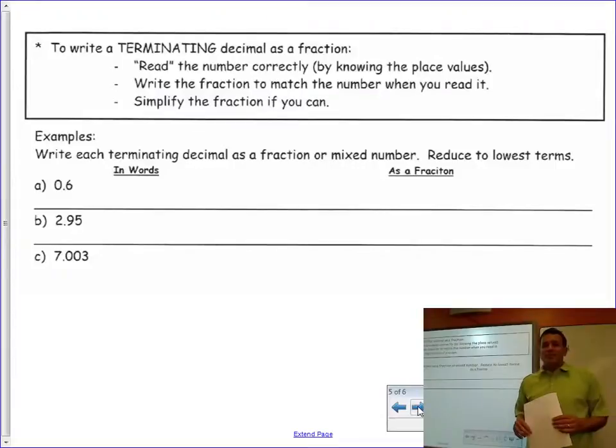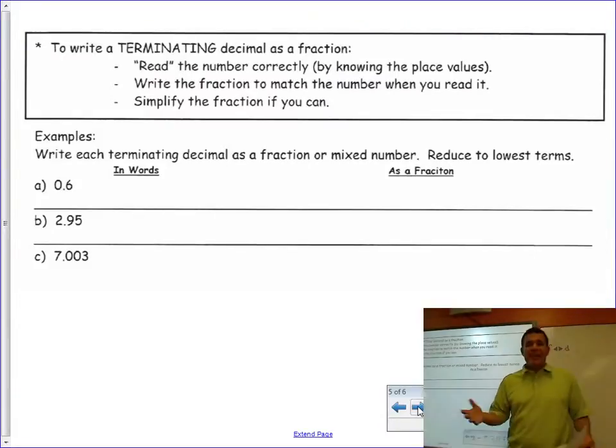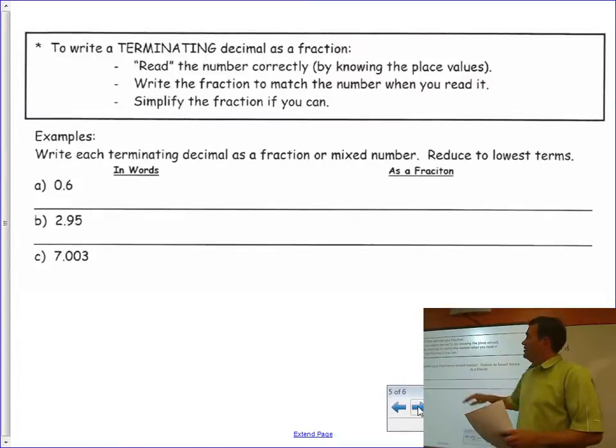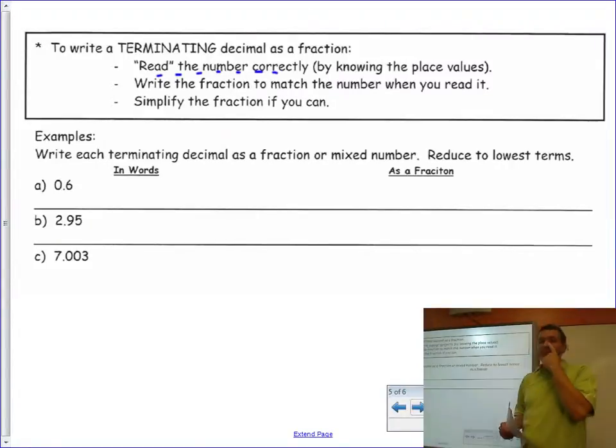All right, I think we're ready to start part 2 of section 1.1. We've just got a little bit left to go. We are ready to learn how to write a terminating decimal as a fraction. I think the key to this, and it's a good thing to know anyway, is to know your place values. I think you should read the number correctly by knowing the place values. And if you can do that, the fraction pretty much writes itself.